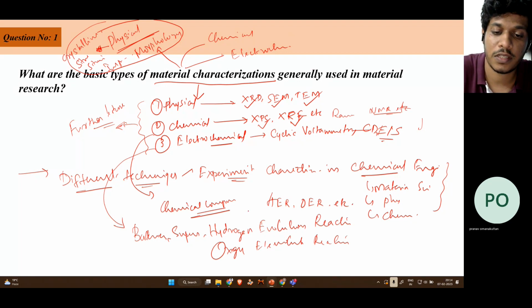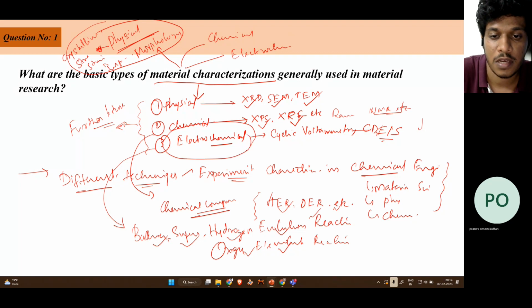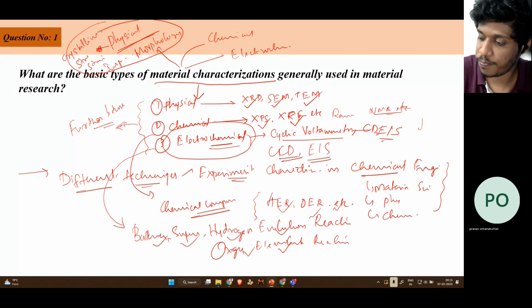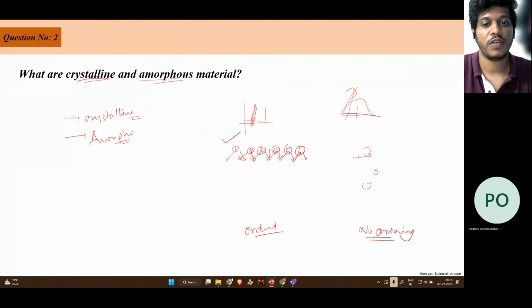So these are the few things that people from physics, chemistry, material science, and chemical engineering are regularly working on. So these kinds of characterization techniques, called electrochemical characterization techniques, are also being widely used in the current state of research. So in electrochemical characterization, the basic techniques that are regularly followed are cyclic voltammetry, galvanostatic charge discharge, and electrochemical impedance spectroscopy, EIS.